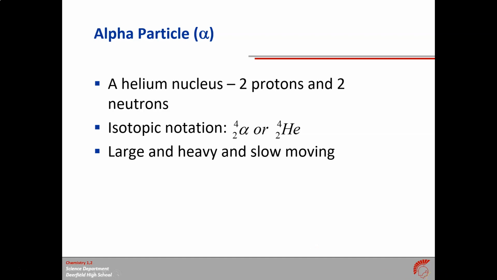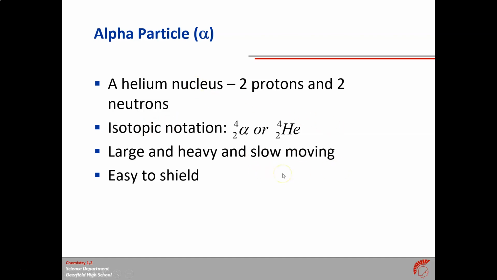So alpha particles are very large, mass of 4. That's huge in terms of particles. They're heavy and they're slow moving as a result. So what that means is we can shield ourselves pretty easily from an alpha particle. If you wear a pair of gloves, if you put a pair of goggles on, you're pretty much protecting yourself from an alpha particle. So we also talk about penetrating power.